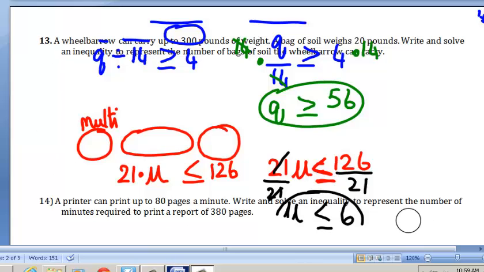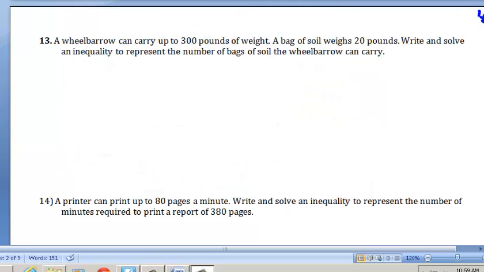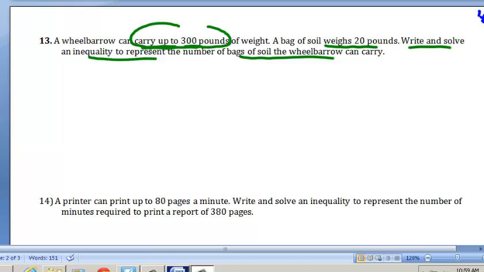So go ahead and read it to yourself. It says a wheelbarrow can carry up to 300 pounds of weight. Up to. So that's the key, 300 pounds of weight. A bag of soil weighs 20 pounds. They're asking us to write and solve an inequality to represent the number of bags it can carry. So this is my key, carry up to 300 pounds. So can I carry more than that? No. So it has to be less than 300 pounds. But can it be 300 pounds? Yes, because they are saying up to. So it has to be less than or equal to 300.